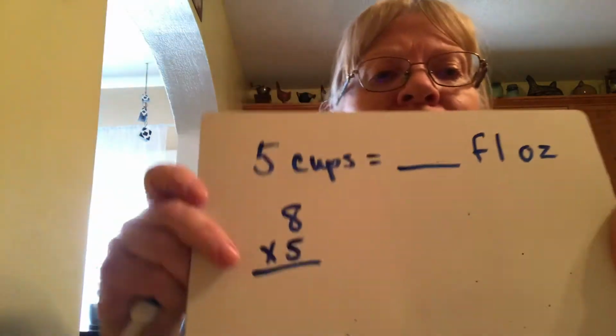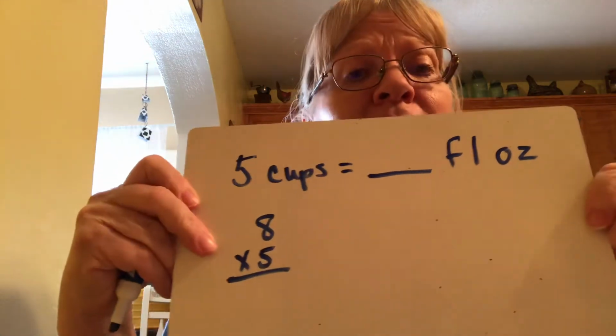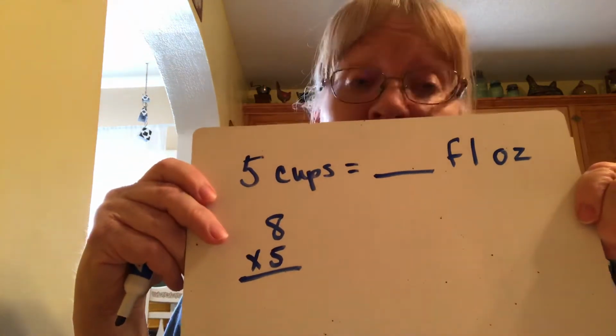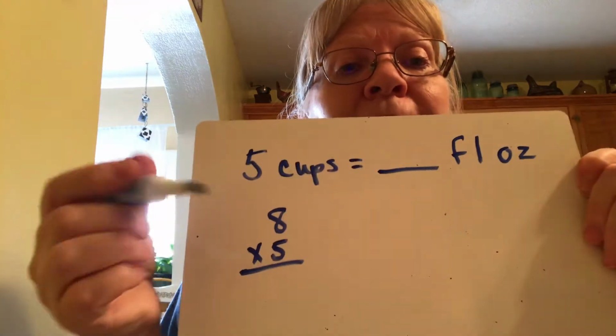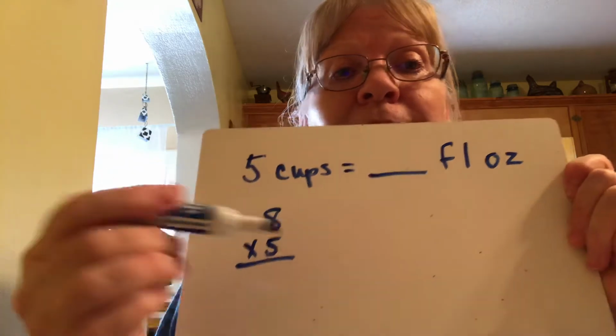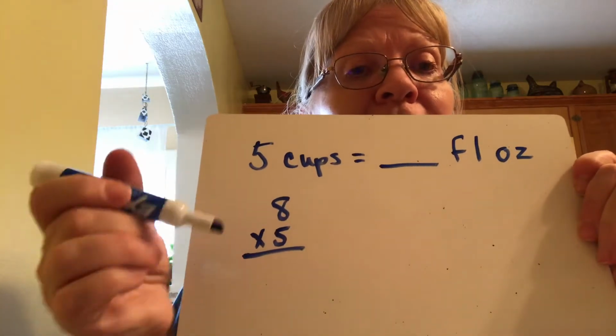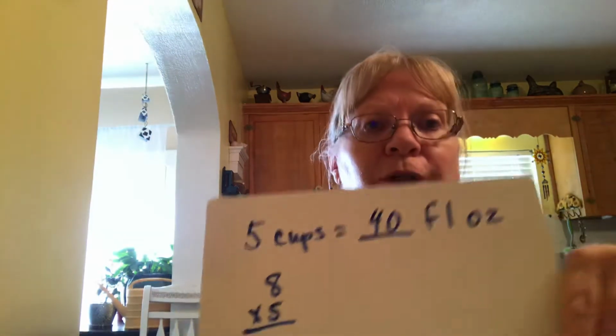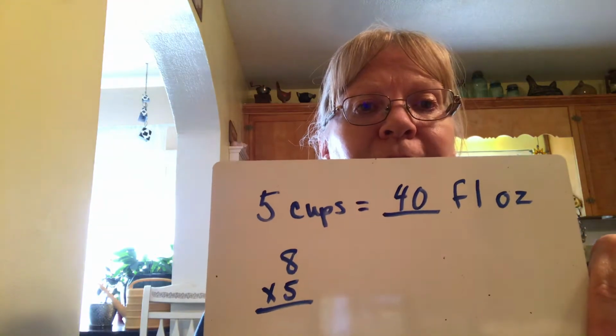Now another question. We'll do this one. They want to know how many fluid ounces are in 5 cups. We know a cup has 8 ounces, and they have 5 cups, so 8 times 5 is 40. So our answer is going to be 5 cups equals 40 fluid ounces. Let's try another one.